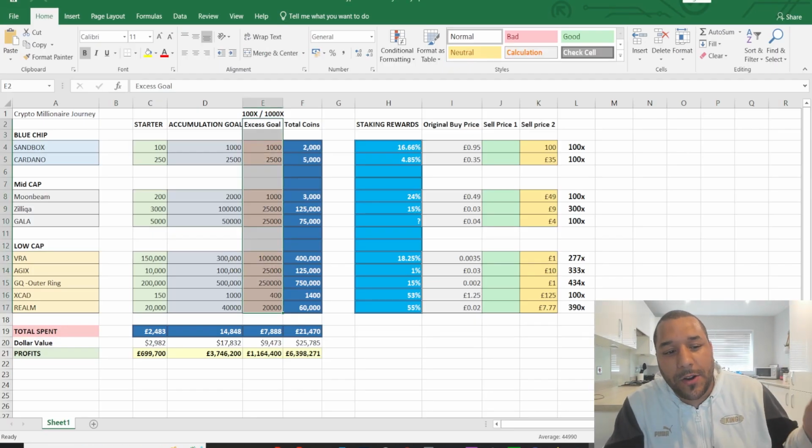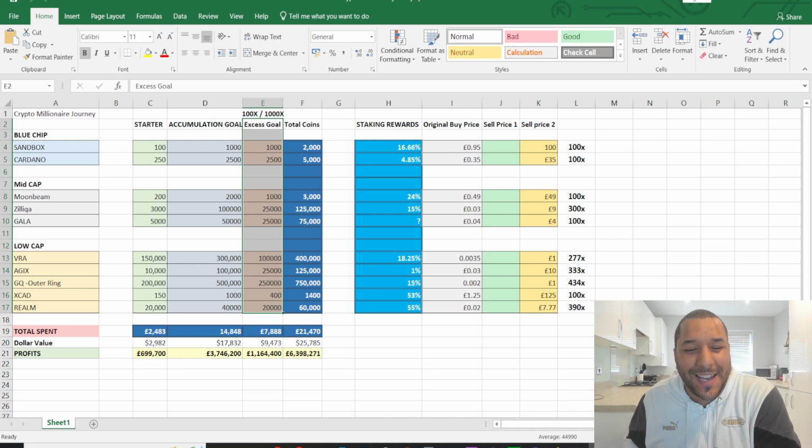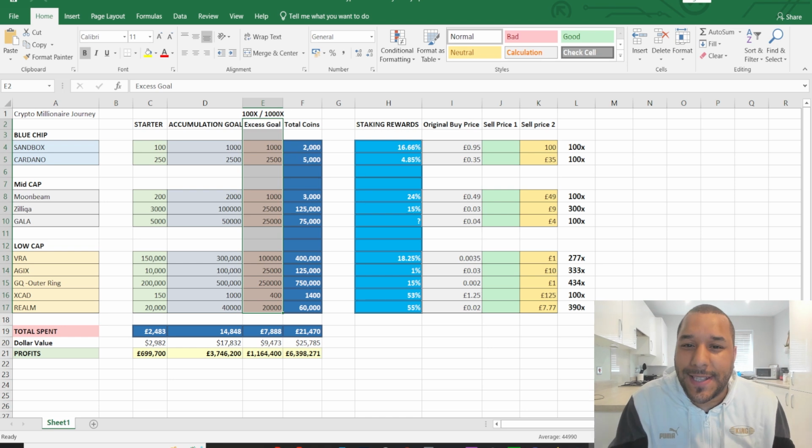I said choose 10 coins, 2 blue chip, which we've got, which is Sandbox and Cardano, 3 mid-cap tokens, which is Moonbeam, Zilliqa, and Gala, and I said 5 low-cap gems, which is VRA, which is Veracity, AGIX, Singularity Net, GQ, which is Outer Ring, XCAD, which is X Academy, and Realm, a metaverse project. You can choose whichever coins that you like.